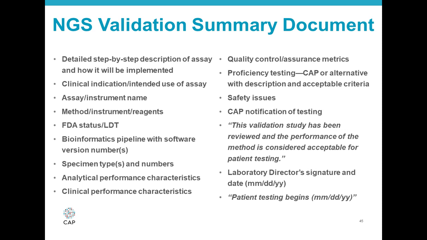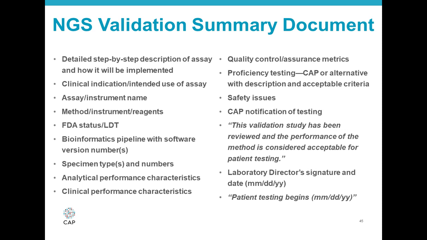A very important part of the validation is all the software scripts and software version numbers in the bioinformatics pipeline. And a good practice for any laboratory using a pipeline is to name each version of their pipeline from beginning to end so that it could be reproduced if needed. All specimen types and numbers of specimens should be listed in the validation summary. All the analytical performance and clinical performance characteristics should be present.